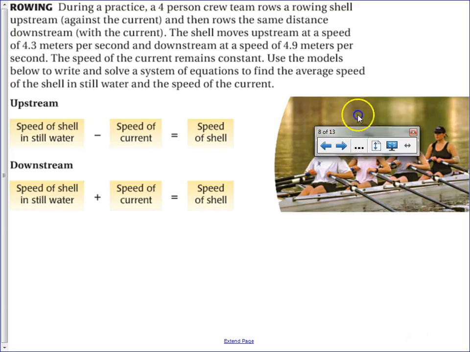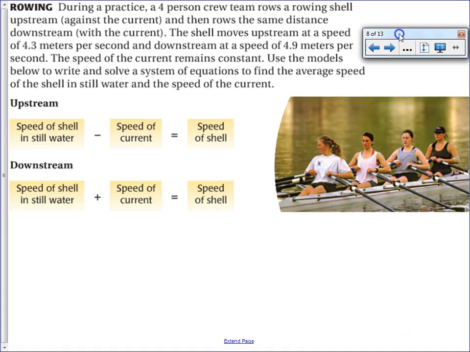Now let's finish up with a word problem. Where can we apply this? So during practice, a 4-person crew team rows the rowing shell upstream, then they row the same distance downstream, or with the current. The shell moves upstream at a speed of 4.3 meters per second and downstream at 4.9 meters per second. We're assuming the speed of the current is constant. So let's create some models to find out their speed.